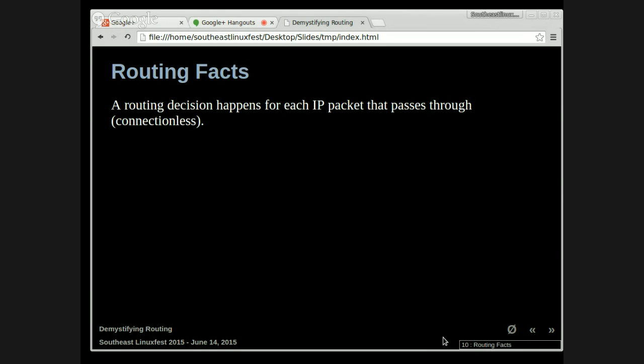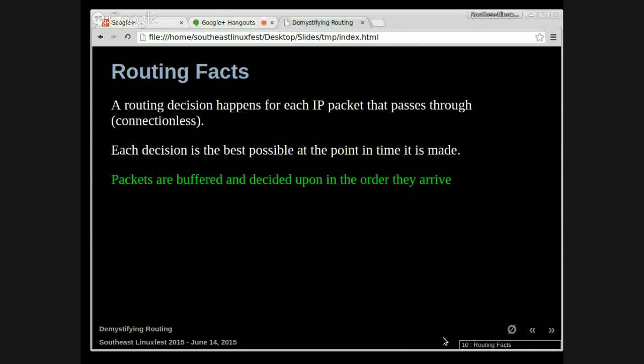So let's talk about some facts about routing. There's a decision that happens for every single IP packet that passes through a router because IP is connectionless. At the time the packet is there and the routing decision is being made, we make the best possible decision we can at that point in time. Even if we had different information 5 minutes before, or we're about to get new information, we can't wait. We need to deliver the IP packet as quickly as possible, as efficiently as possible. That is always our goal in routing. So we make the decision we can at the moment in time that we have it.